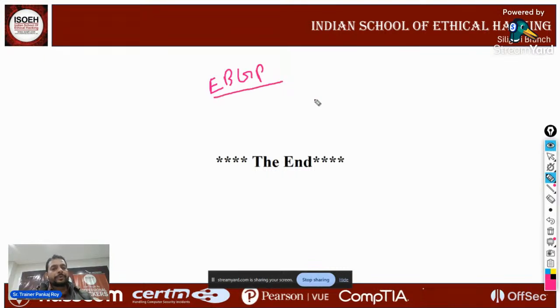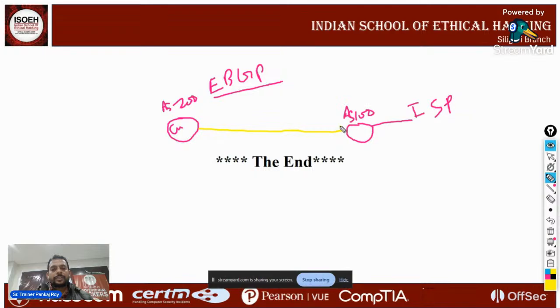Exterior border gateway protocol means that there is your main router, and there is another main router, the ISP routers, and your local service provider routers, customer routers. So this AS number is 200, and this AS number is 100. So these are two ISPs. This one side is ISP, another side is customer. 200 and 100 are two different organizations, two different organization networks.